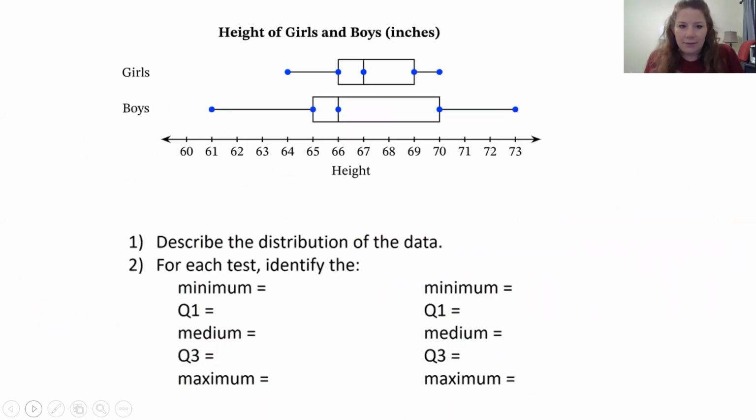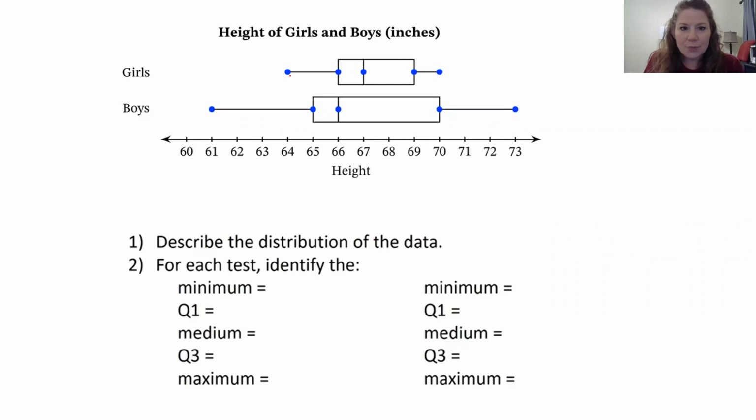So here obviously is a double box and whisker plot. What they're doing here is comparing the heights of girls and boys in inches. With box and whisker plots, the more spread out your plot is, the more varied your data is. The smaller your box and whisker plot is, the shorter it is, the more condensed your data is. So for example, look at the girls' heights.